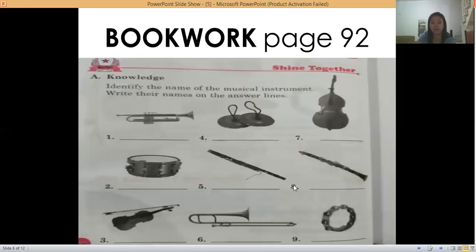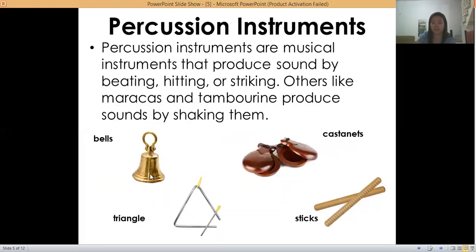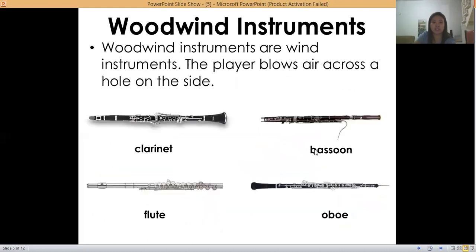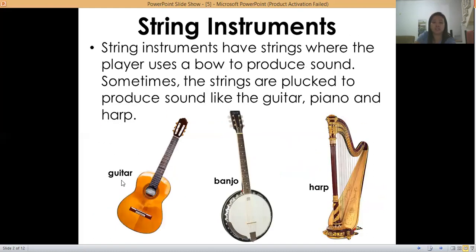Okay? Now please say the name of each percussion instrument. Ready? What's this? Very good. This one. This one. How about this? Oh, this. And this. Very good. Okay, now let's review.